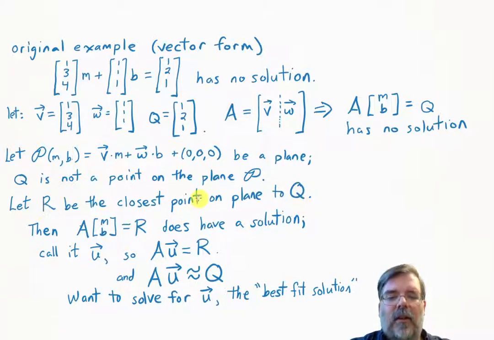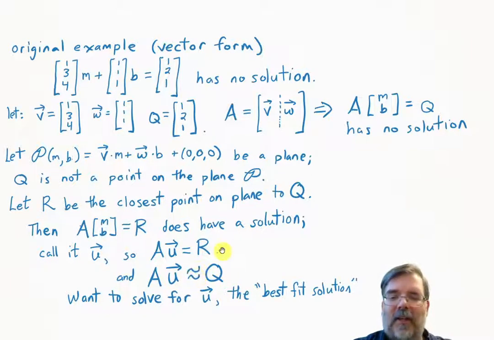Well, if R is on this plane, then A times the vector (m, b) equals R does have a solution because it is on this plane. Whatever that solution is, we'll just call it U. That's going to be two specific numbers we're going to try to solve for. So the matrix A times the vector U equals the point R. So AU is equal to R. AU is approximately Q.